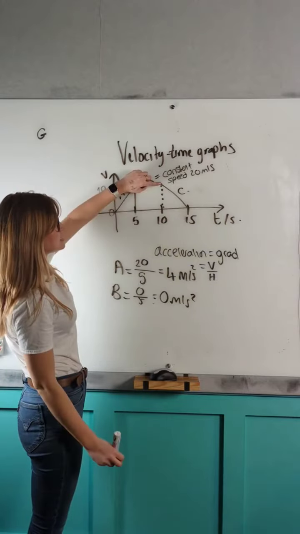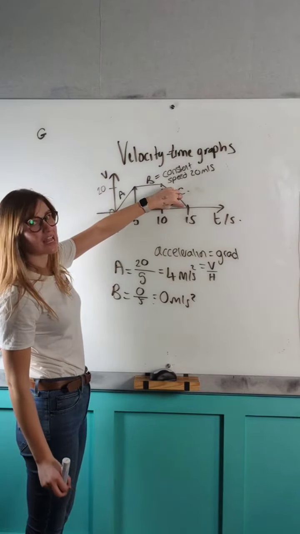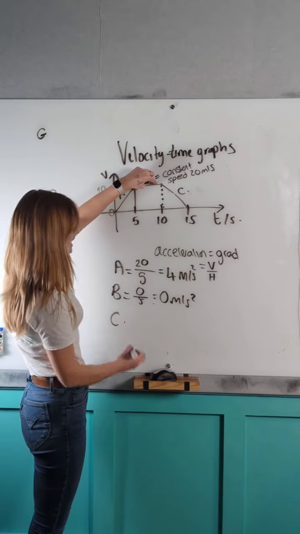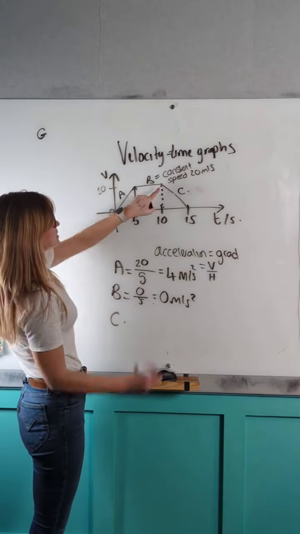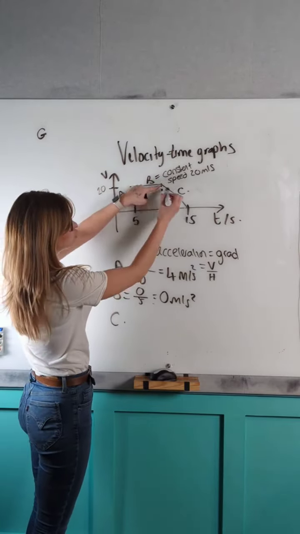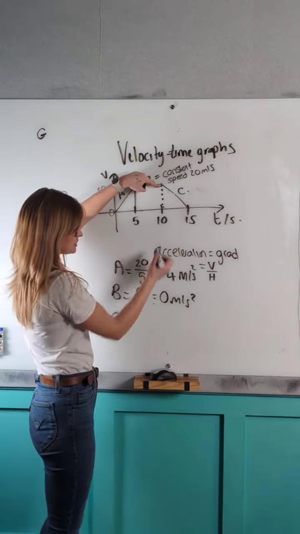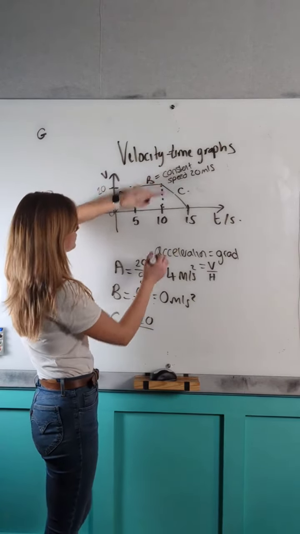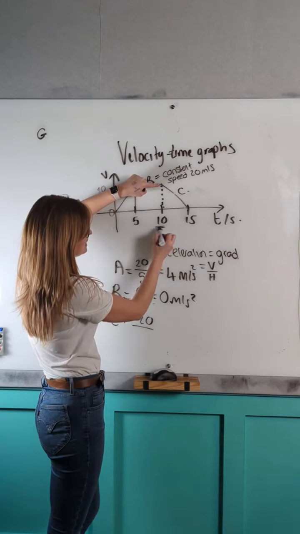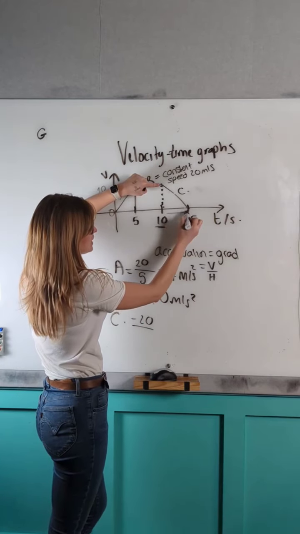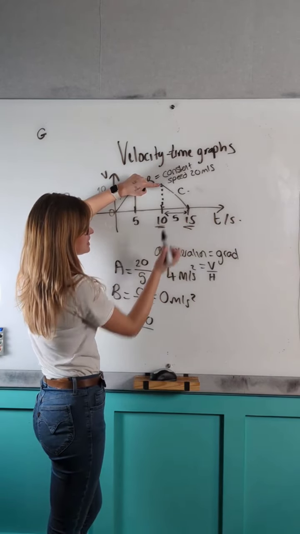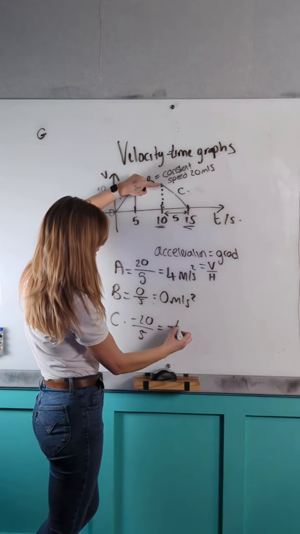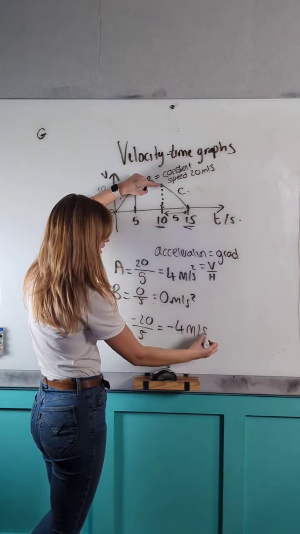In section C, I can see the speed is dropping. So it's not getting faster, it's slowing down. To calculate section C, I do the change in height. It starts at 20 and drops down to 0, so it drops by 20, so it's negative 20. And we're dividing it by the base, which starts at 10 and ends at 15. So that change there is 5, the base of my triangle is 5. So negative 20 divided by 5 gives me negative 4 meters per second squared.